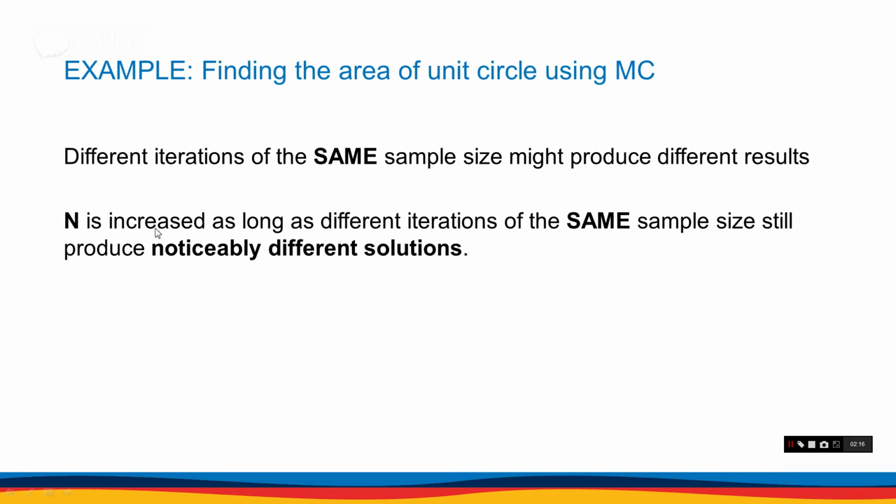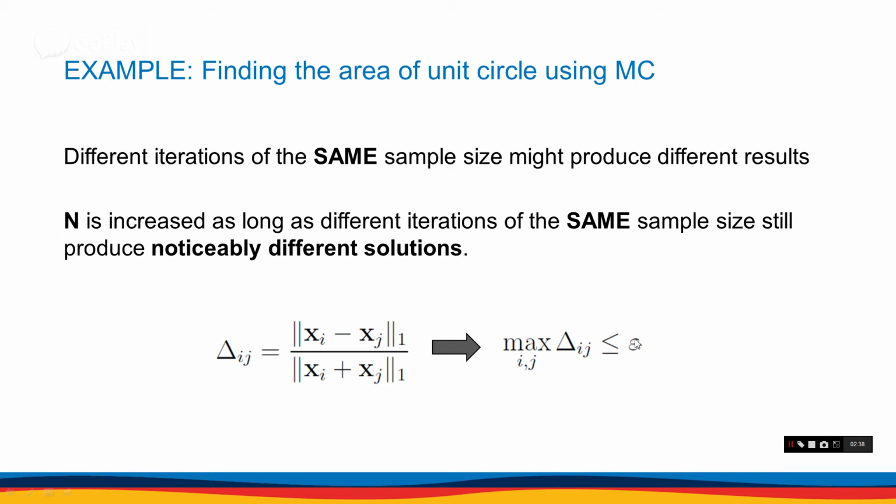So we need to increase n as long as different iterations of the same sample size still produce noticeably different solutions. In order to quantify that, I measure the distance between different solutions for different iterations. And then I say, okay, the maximum distance must be less than epsilon. So epsilon can be different from one application to another. Basically, again, we measure the distance between all the solutions, and then we say the difference for the same sample size must be less than epsilon.